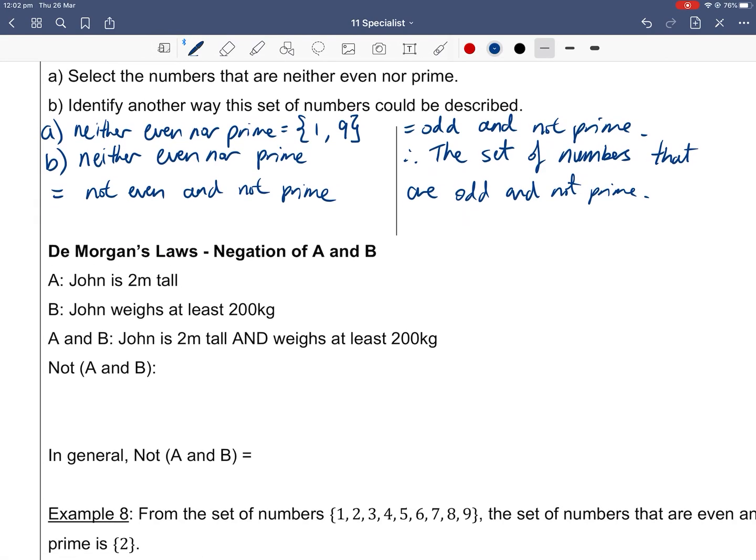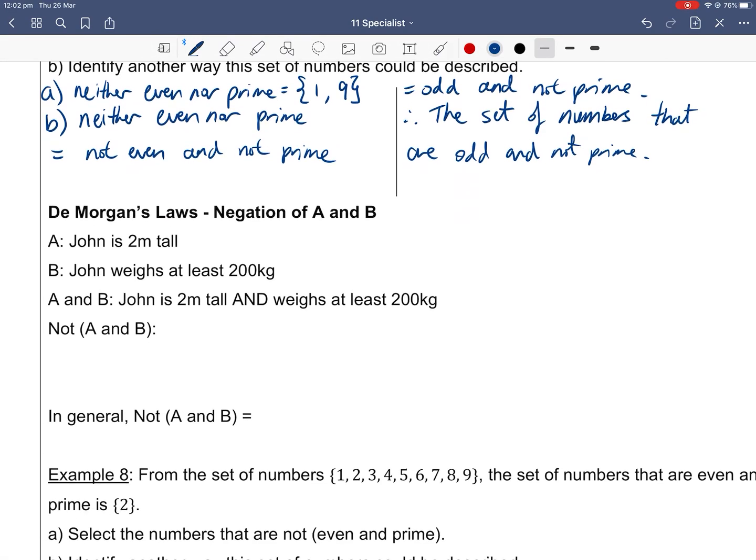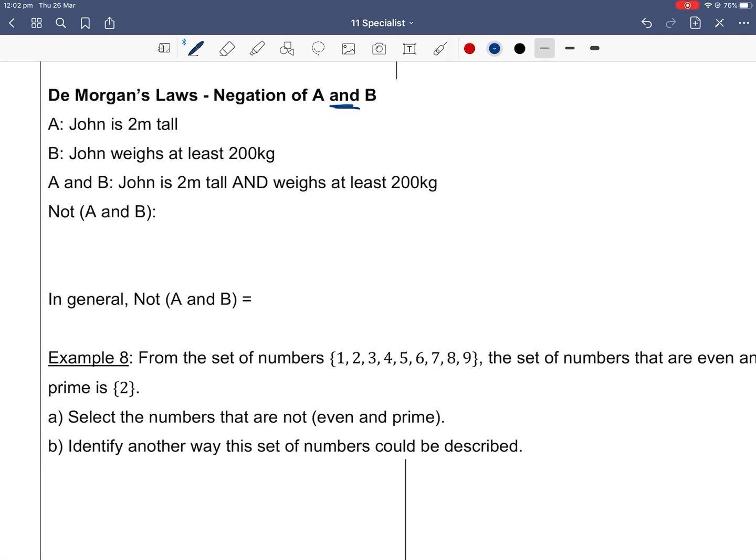So there's also another one of De Morgan's laws. Last time we negated A or B. Now we're going to negate A and B. First consider the statement A, John is 2 meters tall, and B, John weighs at least 200 kilograms. The statement A and B says John is 2 meters tall and weighs at least 200 kgs.